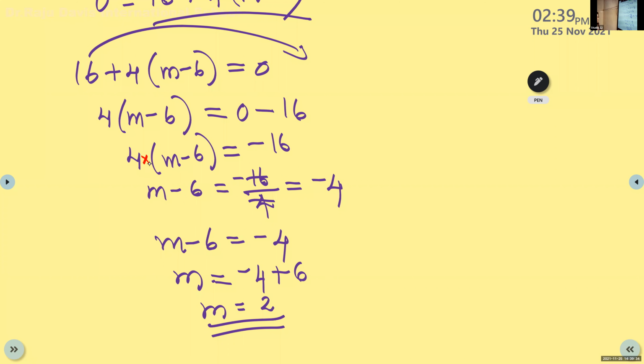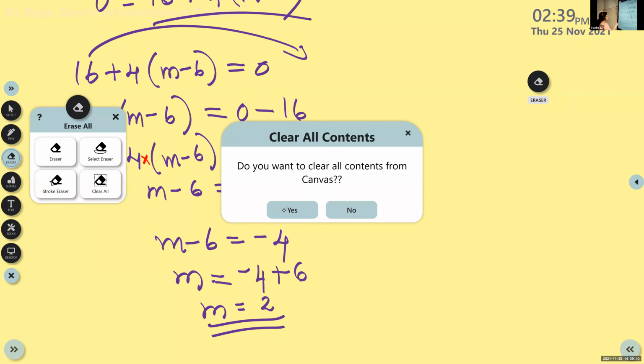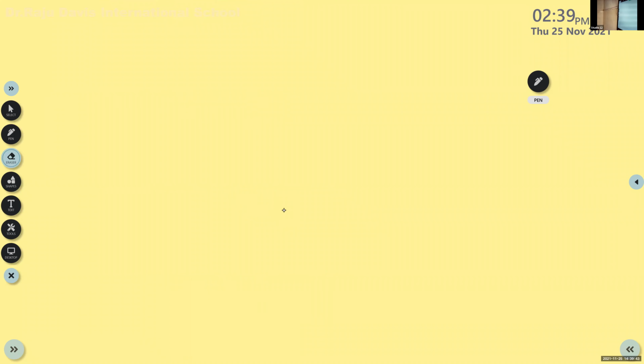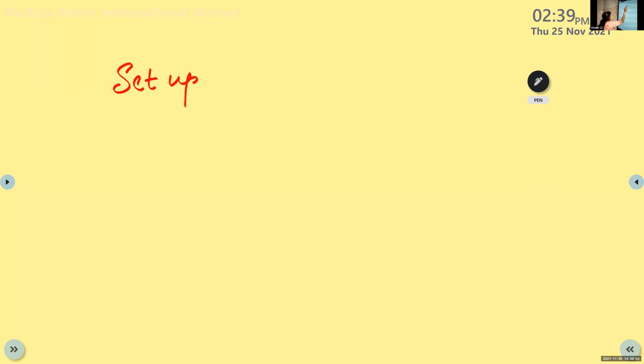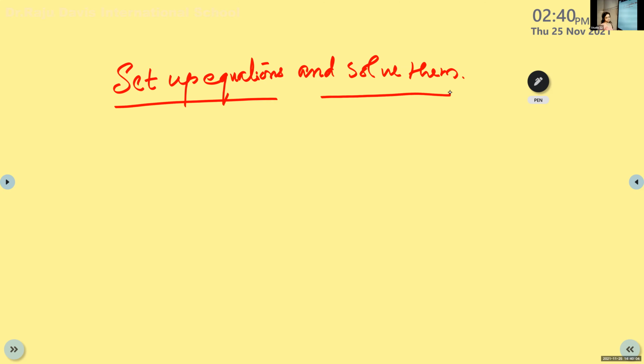Shall we pass on to word problems based on this? Yes, ma'am. Okay. Now, same thing, but you have to frame the equation, then solve it. That is interesting. Question is: set up equations and solve them. That is the question. First one. Add 4 to 8 times a number.